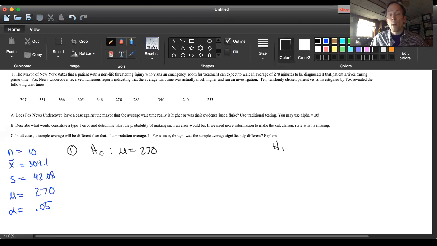For the alternative hypothesis, what are the key words that I'm going to use? Inside the question, they're talking about whether or not the wait time is much higher. And in part A, they're asking again to determine if the wait time is actually higher than what the mayor is saying. So what that tells me is that H1 is going to be a right tail test.